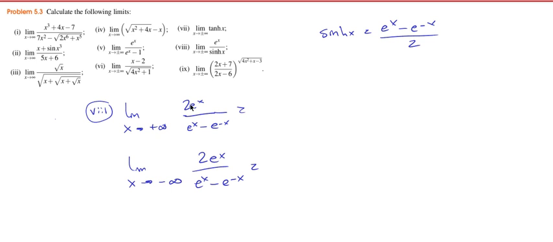Now, when x goes to plus infinity, this term is important and this one is not, so then you have 2. And when x goes to minus infinity, this is the one that matters, so you have 2 e to the x divided by this, but this is going to minus infinity and this is going to 0, right? E to the x when x is going to minus infinity is going to 0, so you have 0. Okay?